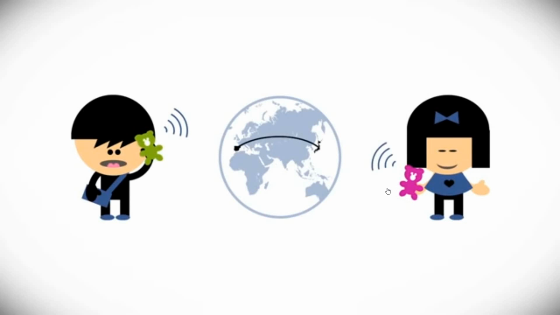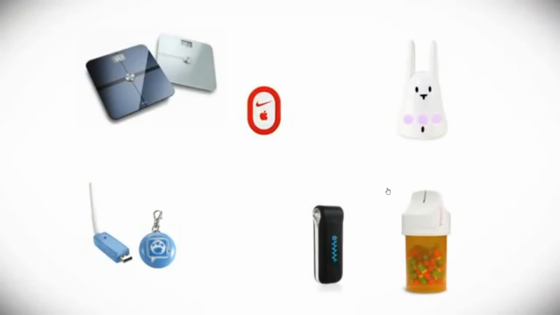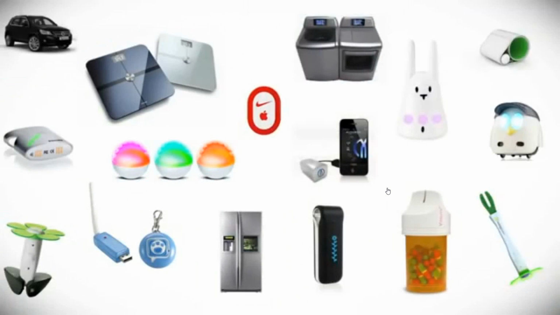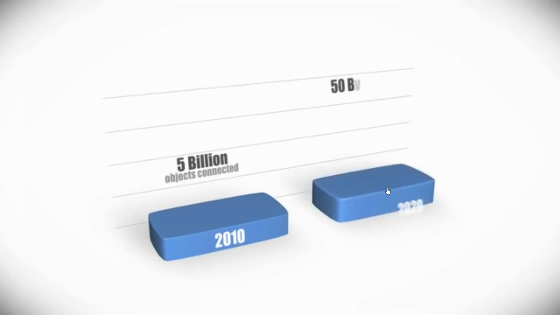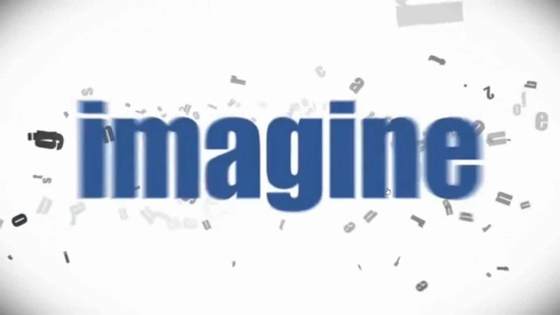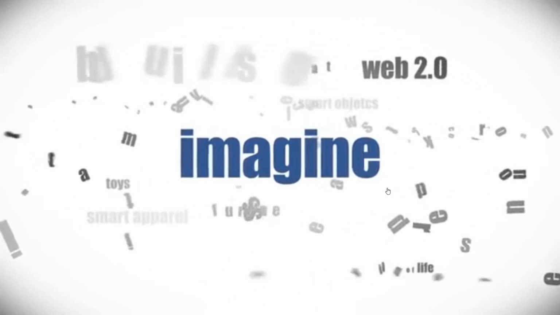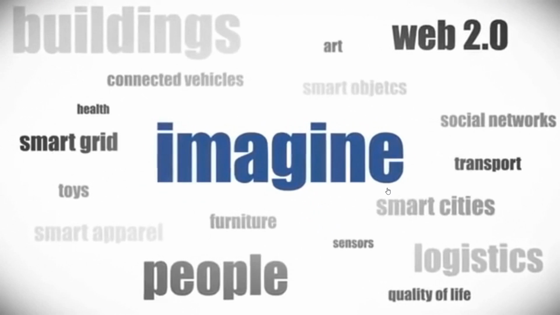toy? Day after day, there are more objects and devices that use the internet, which contributes to the creation of a smarter planet. It is estimated by year 2020, there will be more than 50 billion objects connected to the internet, an average of 6 devices per human on Earth. Smart apparel, social networks, health, furniture, sensors, smart cities, buildings, toys, quality of life, people.